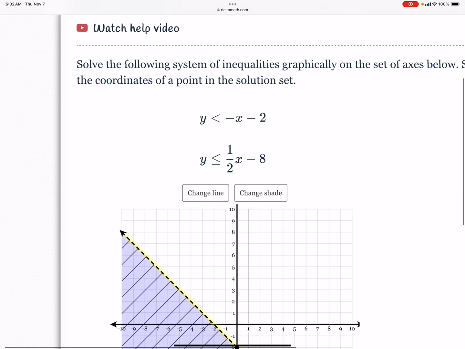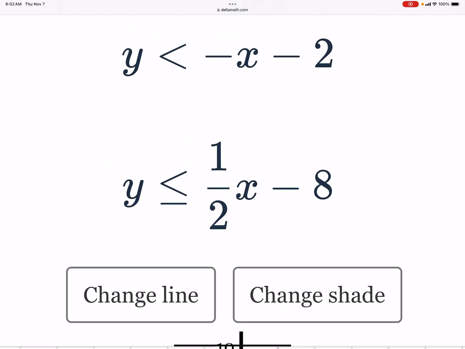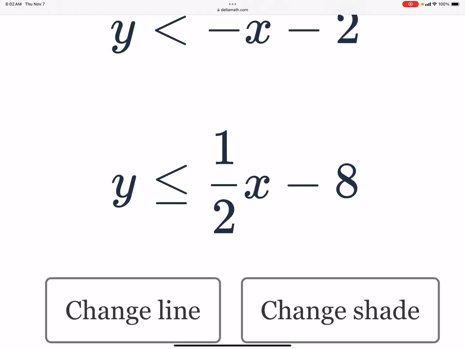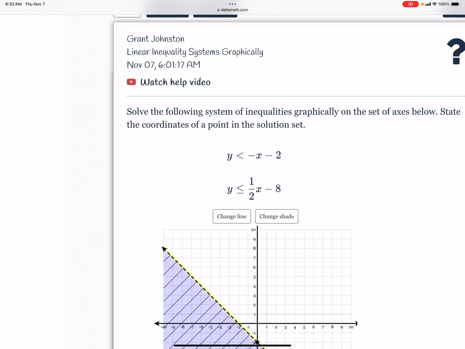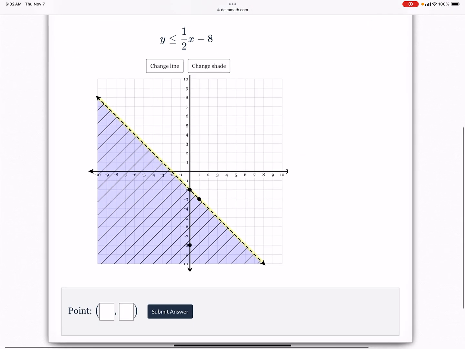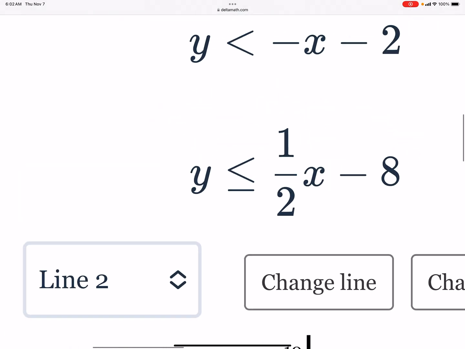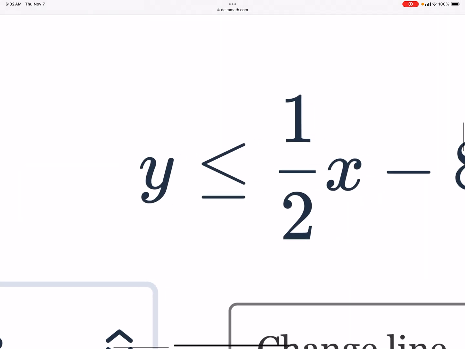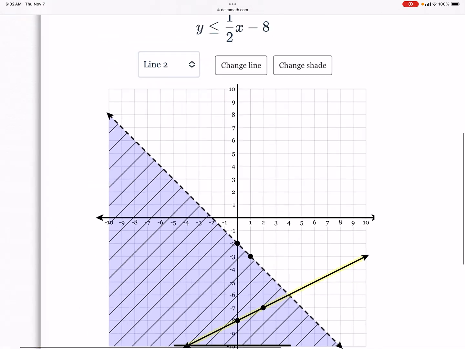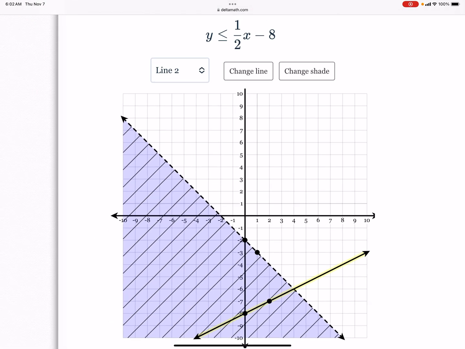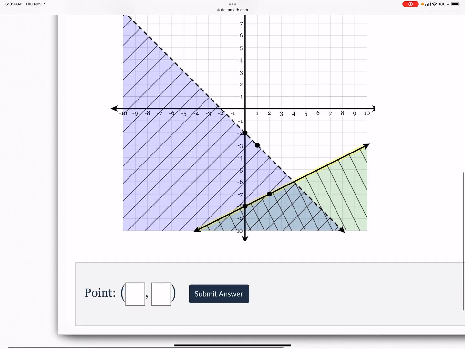For the second line, I'm going to start at negative 8, because my y-intercept is negative 8, and my slope is 1/2. So I'm going to go up 1, right 2. Starting at negative 8, I go up 1, right 2. There's my second line. I check my symbol now. That's a less than or equal to symbol. So I go check my cheat box, and my less than or equal to symbol says I need a line that is below but also solid. So I'm not going to change it to a dashed line. I'm going to keep it solid, and I'm going to shade below.